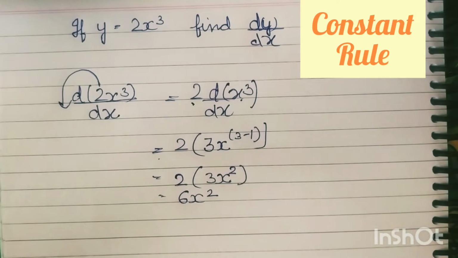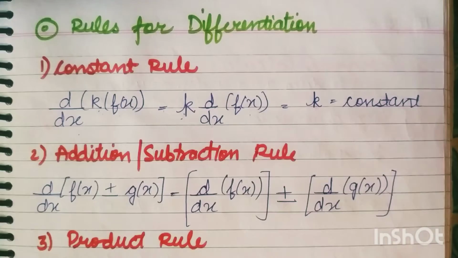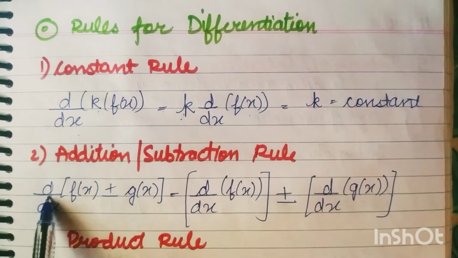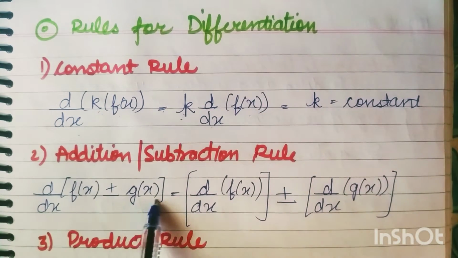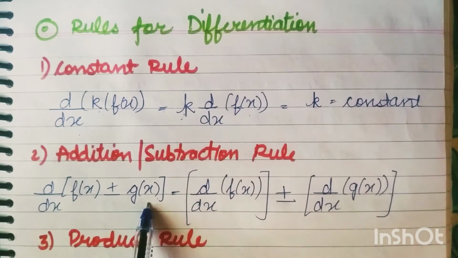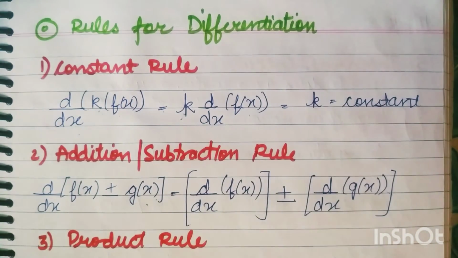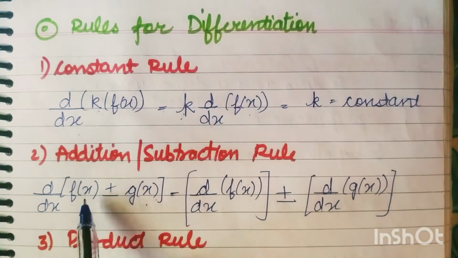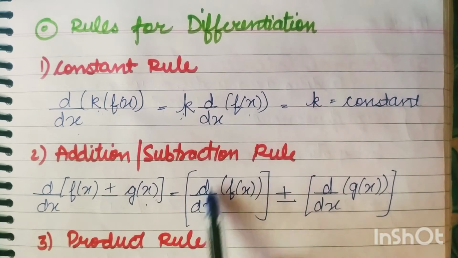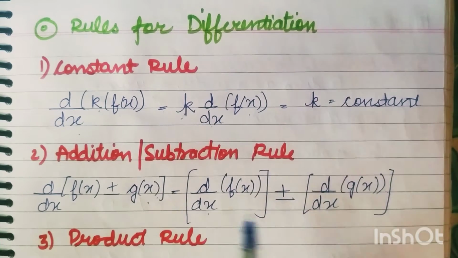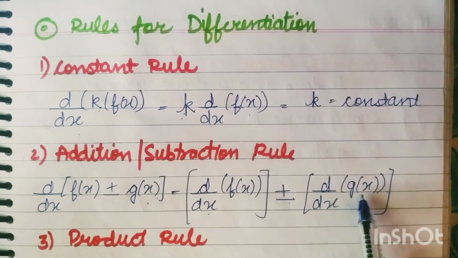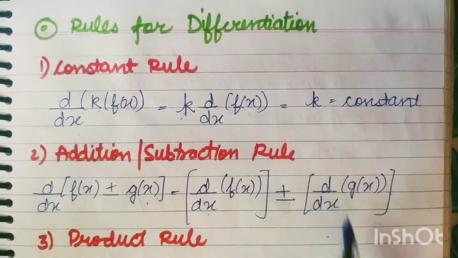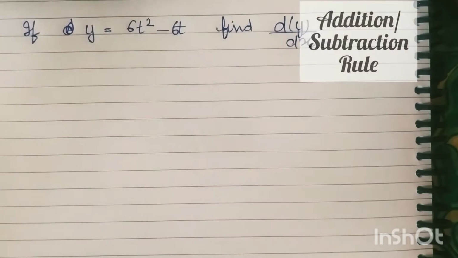Now we are going towards the second rule, that is the addition subtraction rule. The addition subtraction rule says that if we want to differentiate this quantity, that is f(x) plus or minus g(x), we are given two values and we have to differentiate them with plus or minus. So what we will do is differentiate them separately: differentiation of f(x) with respect to x plus or minus differentiation of g(x) with respect to x. We will write them separately. Let us try to do an example.